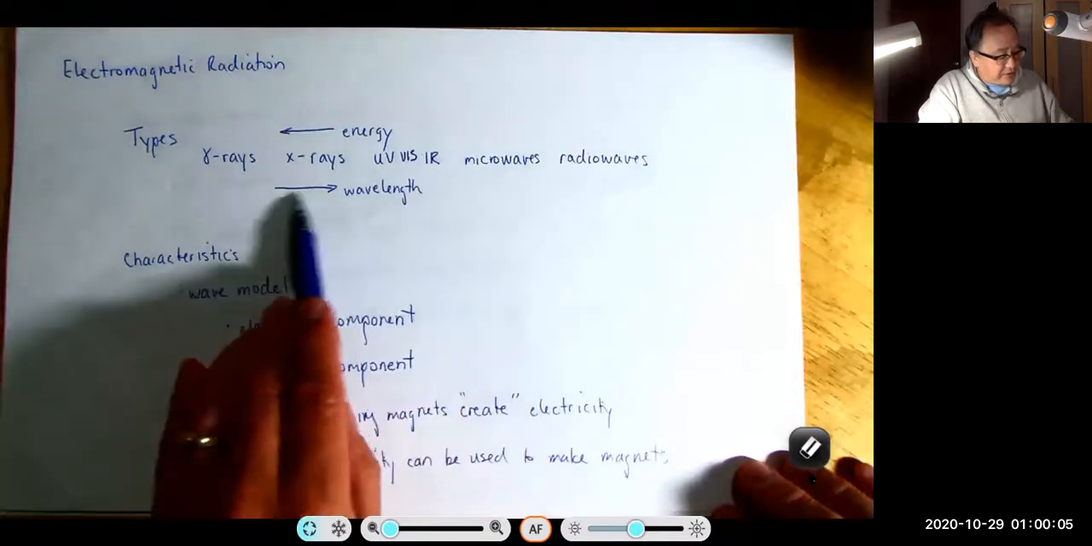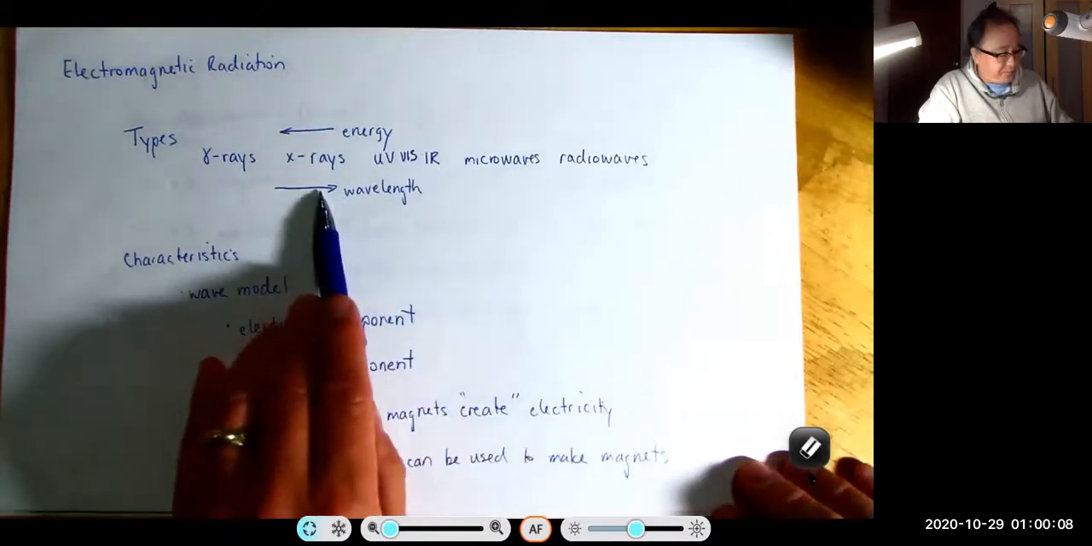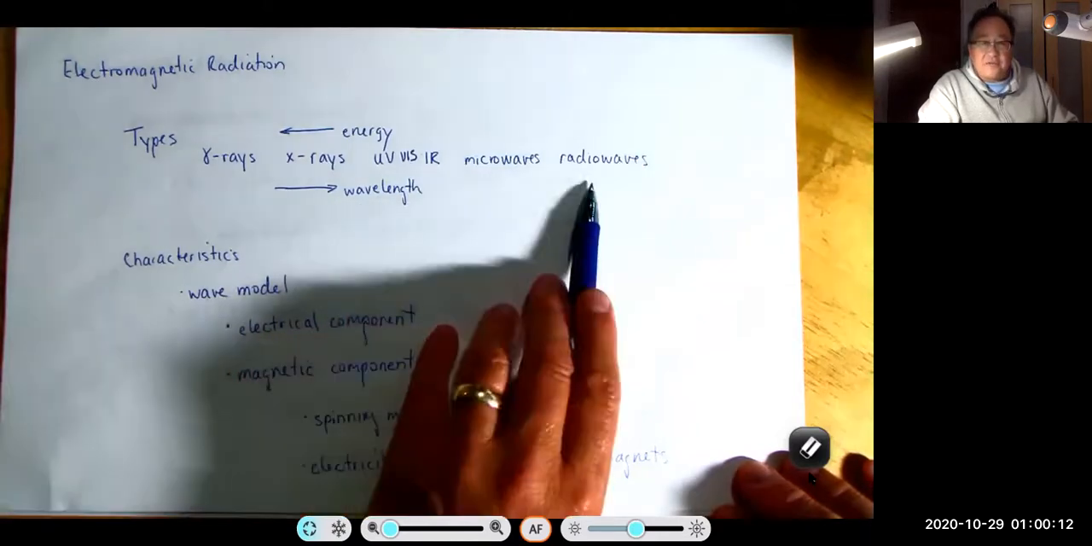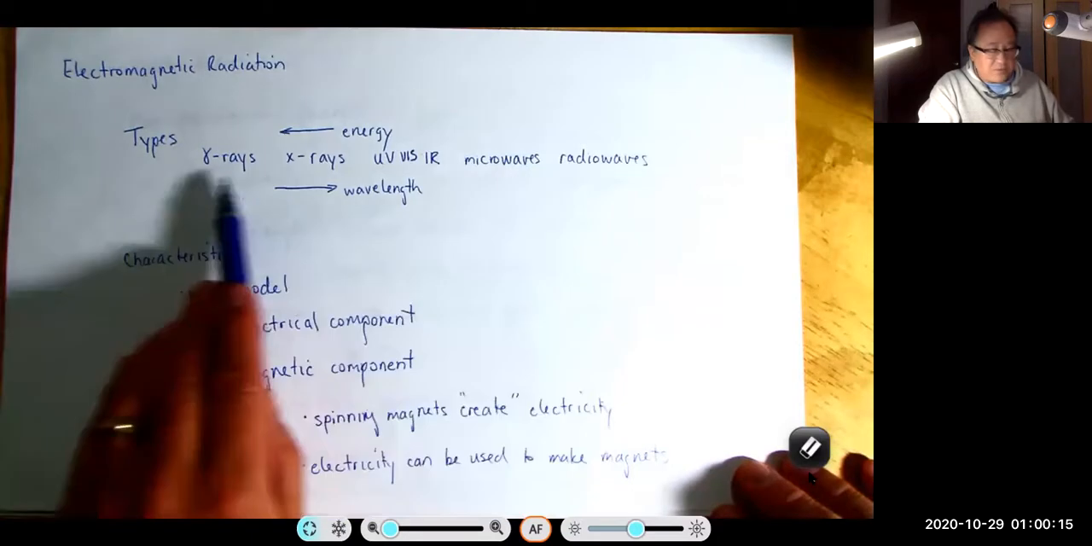And here below, you see the arrow pointing in the opposite direction. So you can see that as far as wavelengths go, radio waves have longer wavelength than gamma rays, which have shorter wavelength.